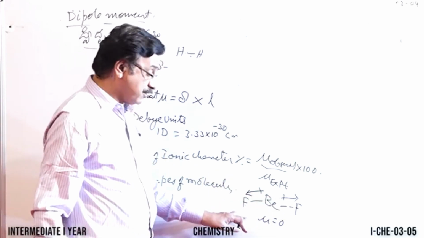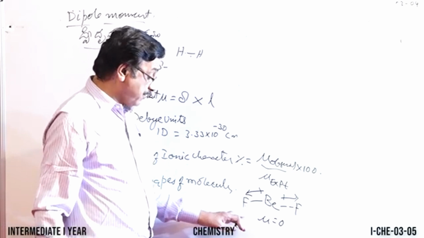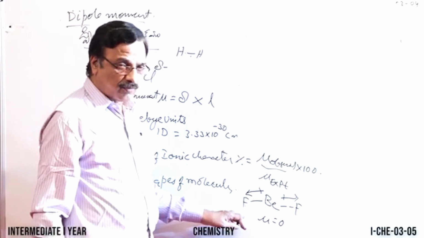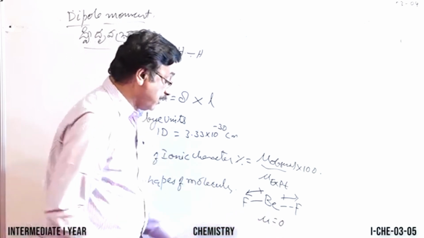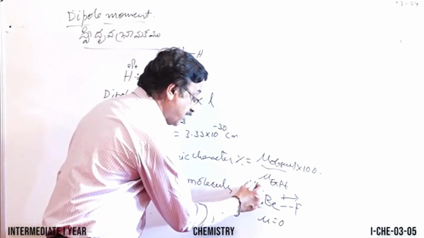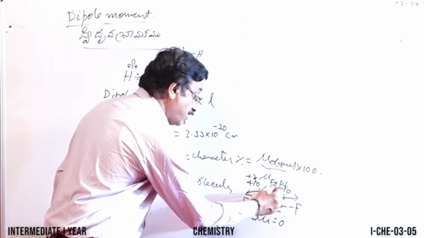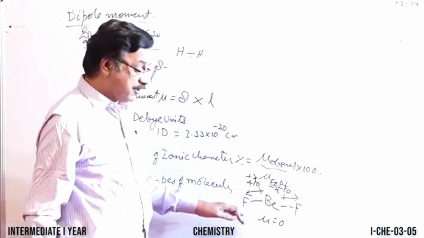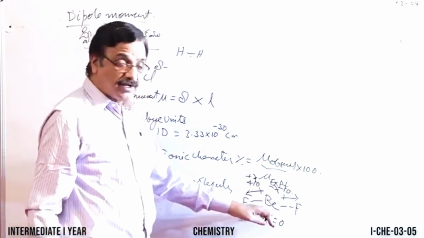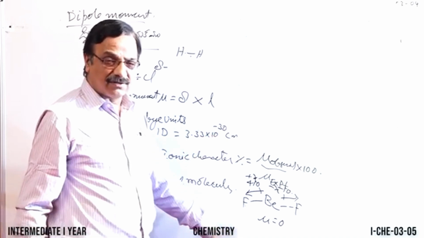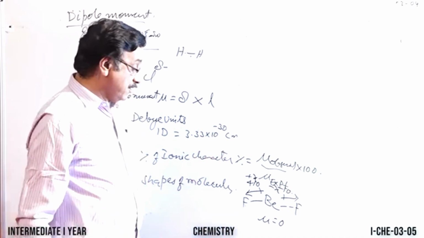BeF, we call it a bond moment, right? So this is a bond dipole moment. If it is plus x, this is minus x. So they will get cancelled. It is possible only when it is linear. So the molecule shape is linear, right?